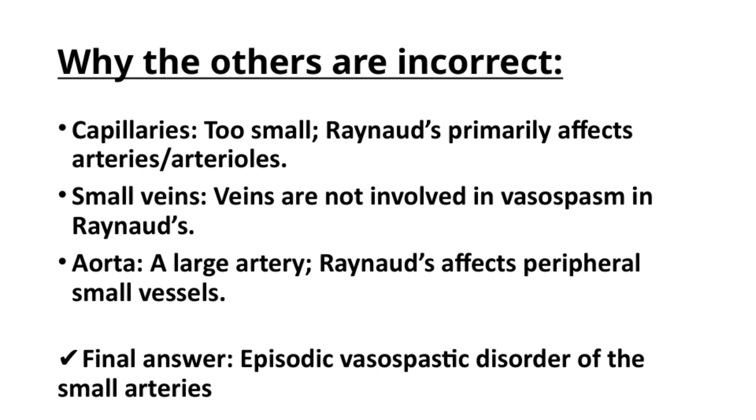Also, the aorta, which is a large artery, isn't impacted because Raynaud's involves the peripheral small vessels, not the large central arteries. So the key takeaway here is that Raynaud's is best described as an episodic vasospastic disorder of the small arteries. This helps differentiate it from other vascular conditions that might involve larger vessels or veins.